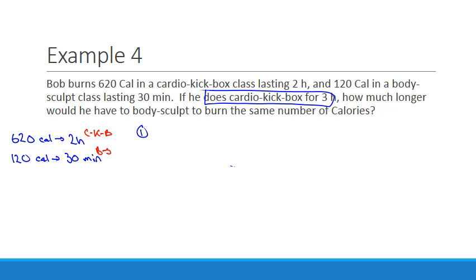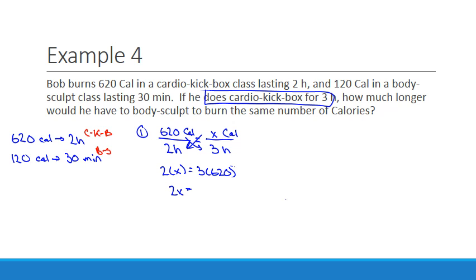For the cardio kickbox, I'm going to use my little fact here, which is 620 calories over 2 hours. And in this one, we know he's going to go for 3 hours, so we're wondering how many calories he's going to burn. So set up my proportion, and then I'm off to the races. Proportions are so nice to work with. Very easy.